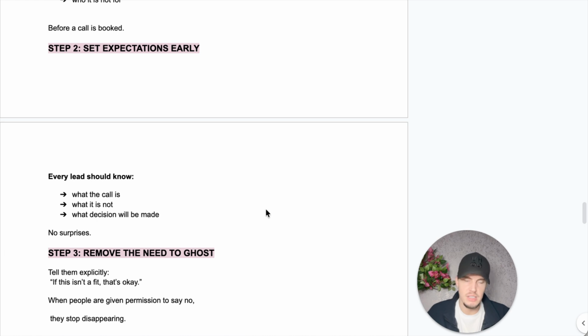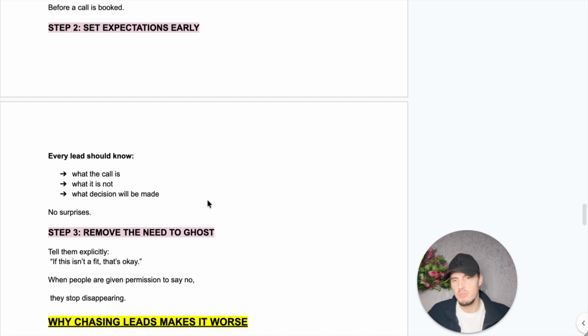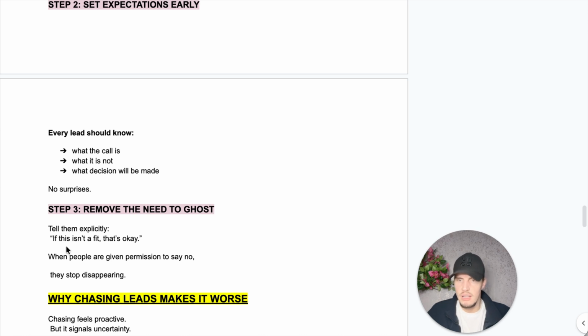No surprises. You don't want to get somebody on the call and then suddenly they need to make decisions that they didn't even know they would have to make. Okay. Step 3, remove the need to ghost. Tell them explicitly, if this isn't a fit, that's okay. If this is not a fit, I will let you know. Simple. When people are given permission to say no, they stop disappearing.